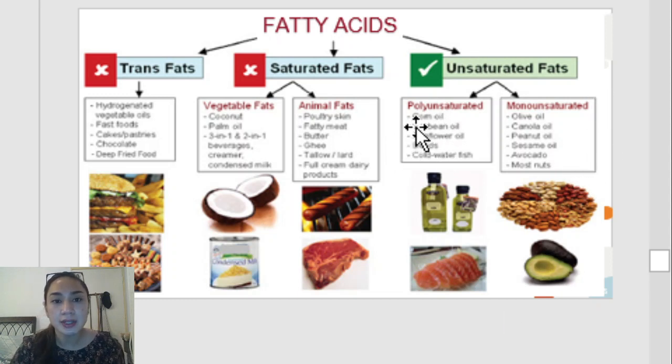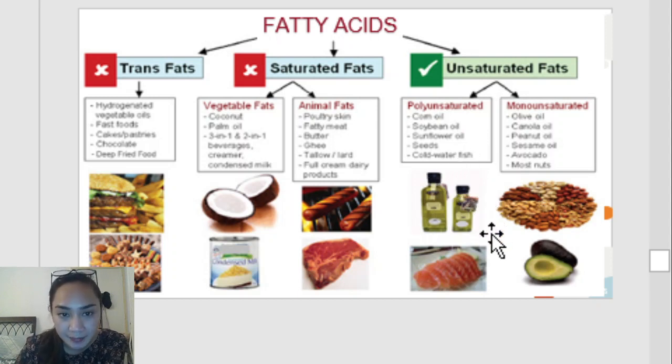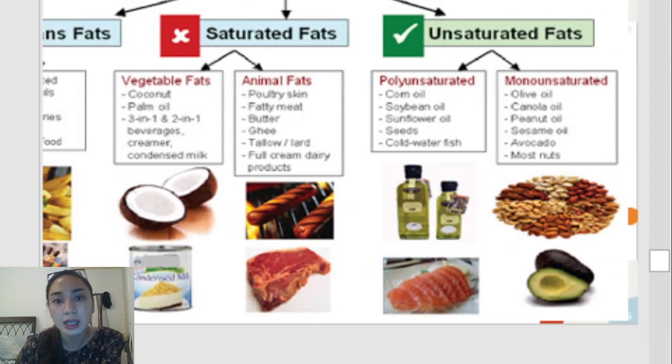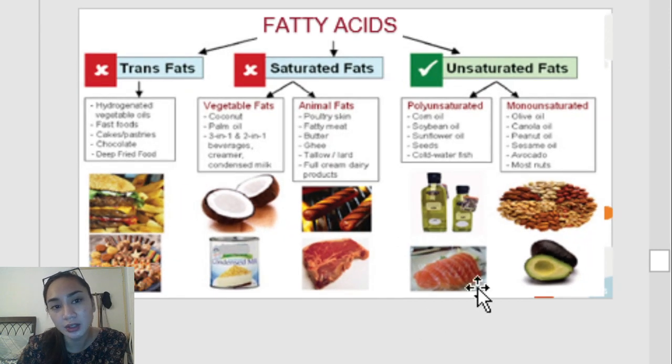So, examples ng polyunsaturated, we have corn oil, soybean oil, sunflower oil, seeds, cold water fish, and then sa monounsaturated, zoom na natin. Sa monounsaturated, we have olive oil, canola oil, peanut oil, sesame oil, avocado, and most of the nuts. So what can you observe with these two?